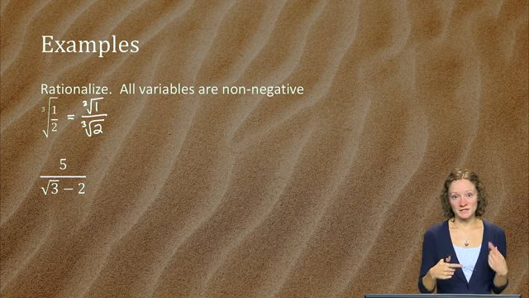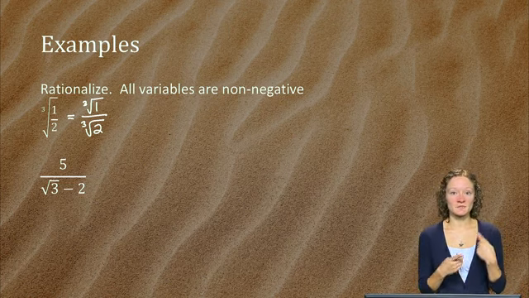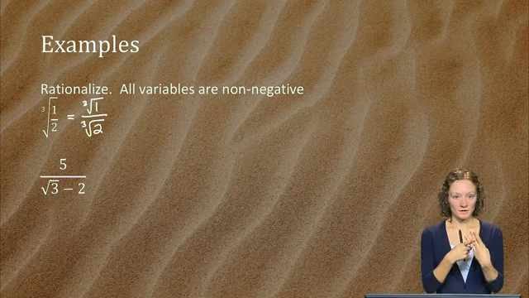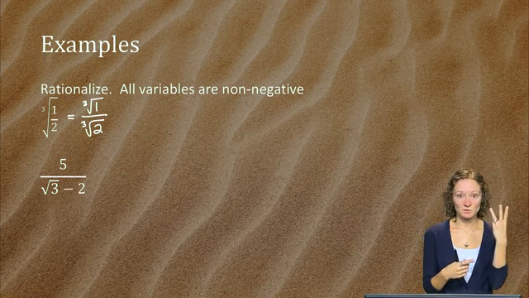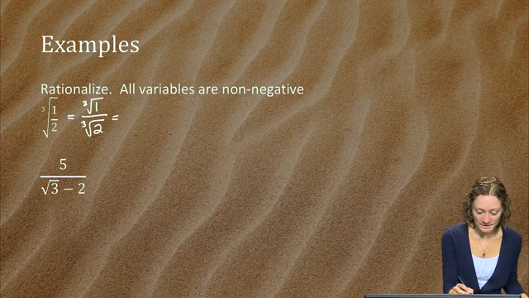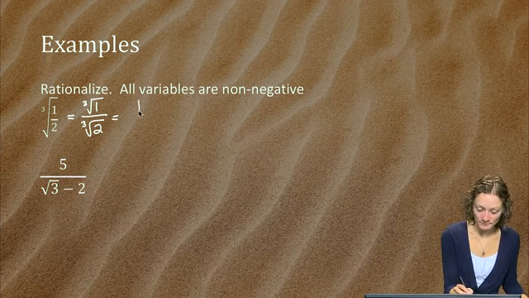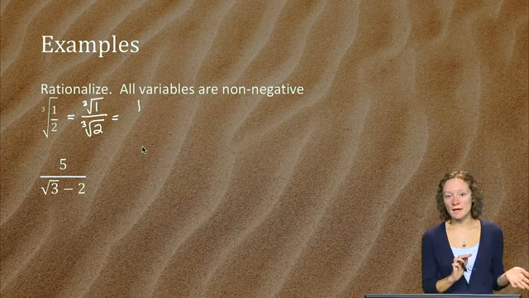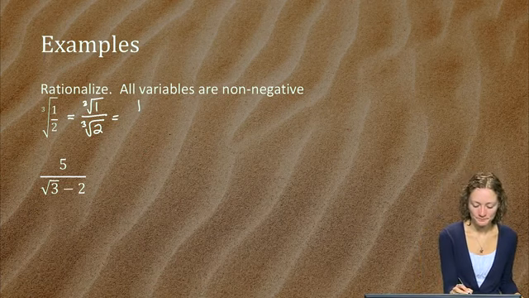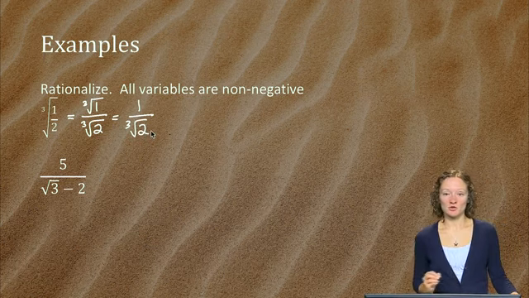Now, on top, it's a cube root of 1, so we're looking for something that multiplies by itself 3 times to give us 1. And in this case, it simplifies to just 1. Whether you do that now or later, it doesn't matter. The denominator still is the cube root of 2.